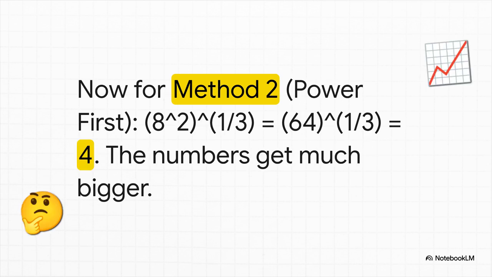Okay, now let's try it the other way around, power first, just to see what happens. The power on top is 2, so we do 8 squared. That's 64. Now we have to find the cube root of 64. Okay, you might know that's 4, but you've got to admit, finding the cube root of 64 is a little tougher than finding the cube root of 8. We're dealing with bigger, uglier numbers. This is why taking the root first is almost always your best bet.